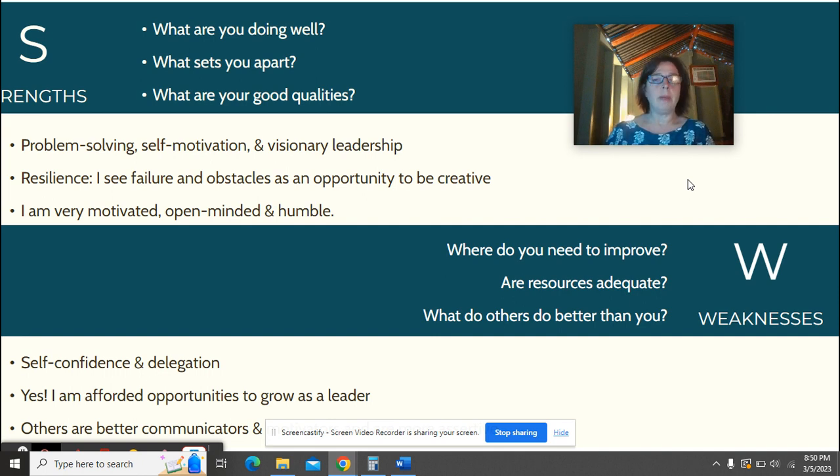I am very motivated because I am very passionate and I love what I do and I see the importance in it. But also, I am resilient and I see failure and obstacles as an opportunity to be creative. So I am able to translate that into motivation to really think of creative solutions to problems as well.